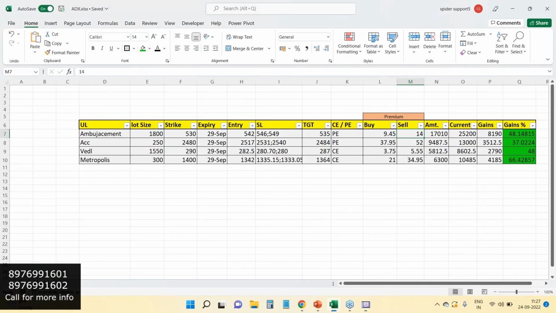And talking about the gains, the amount required by me to take this particular trade was 17,010 rupees, and I sold it at around 25,200 with a gain of 8190. As you can see here, the gain was 8190.